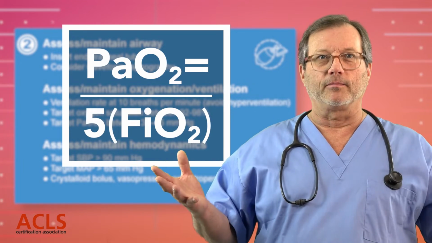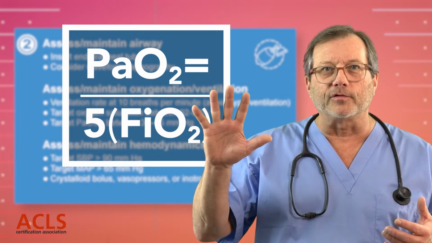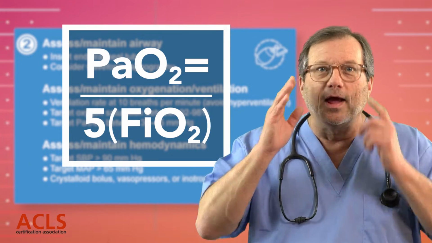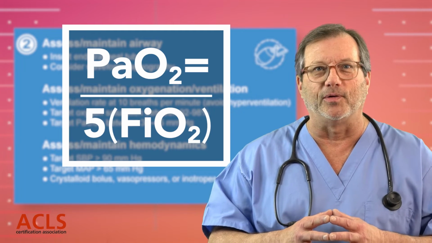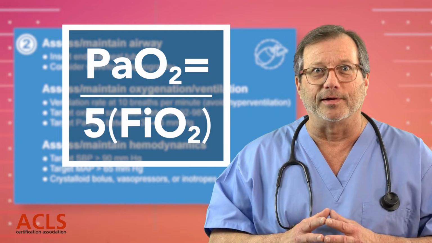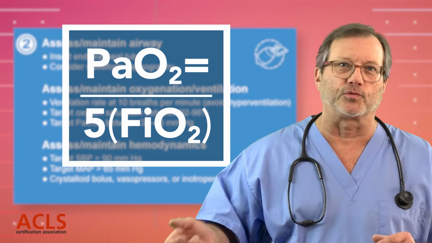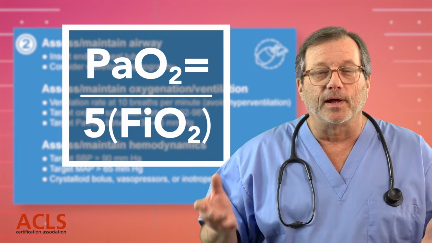So on room air, 21% oxygen, 5 times: 20, 40, 60, 80, 100. Okay, I should have a PaO2 between 80 and 100. If I'm delivering 100% oxygen to the patient, what's my predicted PO2? 500, way too high. So as soon as we get ROSC, we're gonna start throttling back that oxygen. How do you do that in the back of an ambulance?